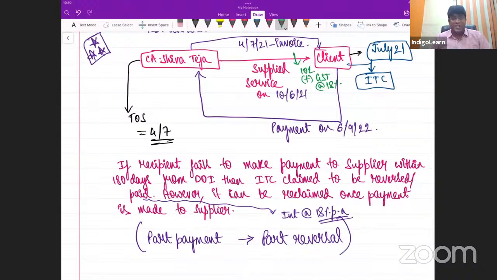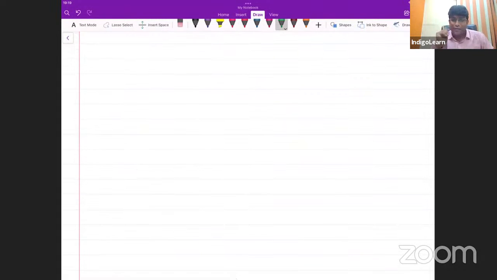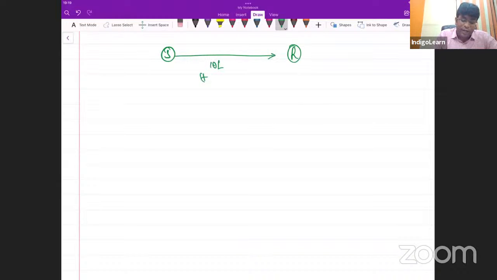Along with interest. And that interest is at the rate of 18% per annum. Clear, friends? So please understand here. Please get clarity. Don't confuse yourself. There is a supplier and a recipient. The supplier gave a bill for 10 lakhs, GST 18%, which is 1.8 lakhs.